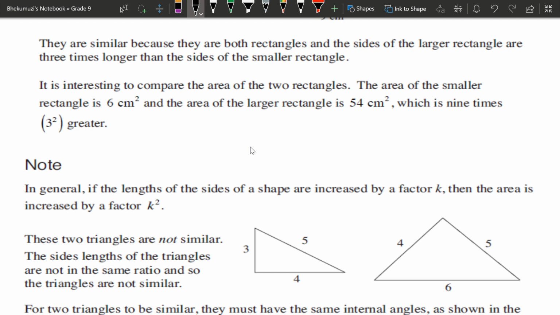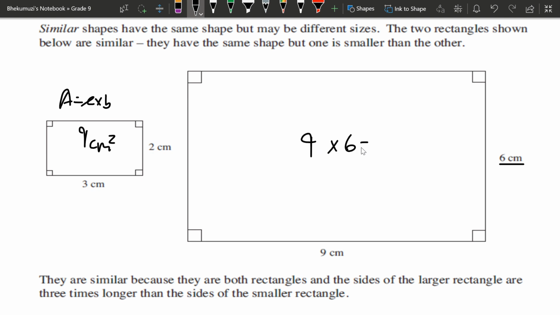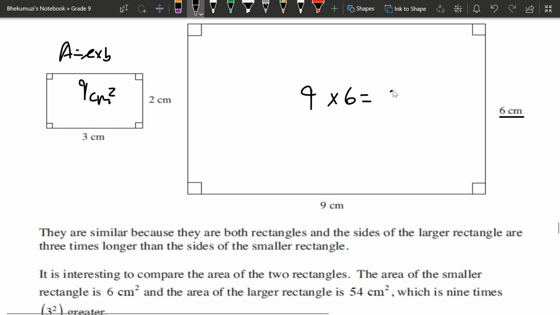So the area of the small rectangle is 6 centimeters squared, and the area of the larger rectangle is 54, which is actually 9 times greater, right? Which is just 3 to the power 2. So notice 3 times 3 is basically 9, right? But 3 times 2 is the length times breadth, which is the area of this rectangle. But then when you have 9 times 6, that gives us what? It gives us 54 centimeters squared.